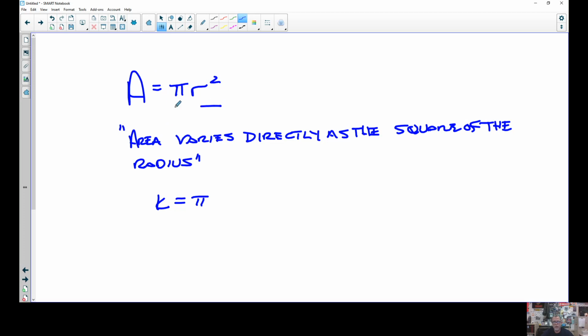They're going to give you something like this and say, write out in words what kind of variation this is. So again, area varies directly as the square of the radius is how I'd explain that. And then they're going to say, what is the variation constant? Well, K is pi in this case. All right, so just one other way of kind of reversing this process. All right, and that's it, guys. That's all we have for direct, inverse, and joint variation.